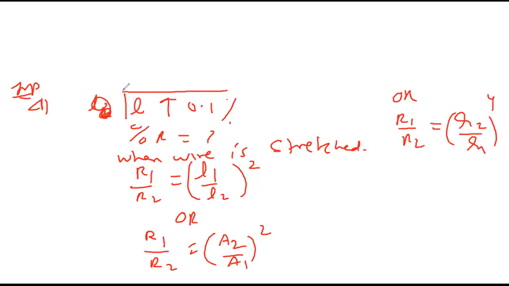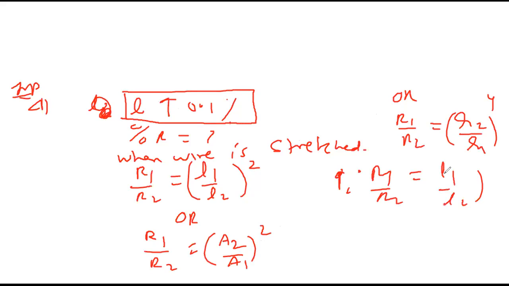Whenever you see length is increased or decreased by less than 5%, तो आप ऐसा स्टार्ट कर दो. ये ऐसा मिला ना हम लोग को, since R1 upon R2 is L1 upon L2 का स्क्वायर, that means R is proportional to L square. बराबर ना? Yes, sir. When increase is less than 5, then use this formula. Directly write R is proportional to L square.